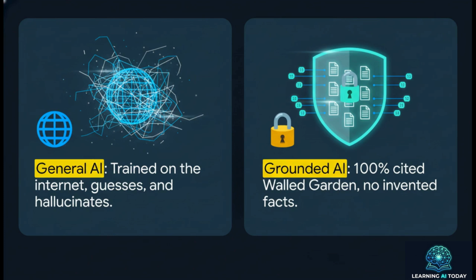NotebookLM, on the other hand, operates in what we call a walled garden. It's a source-grounded AI. That basically means it draws its answers solely from the specific documents you actually upload. If the answer isn't in your files, it flat out tells you, I don't know. There are 0 invented facts, and literally every single claim comes with an exact citation linking right back to your source text. The takeaway here? When accuracy matters above all else, this is exactly the architecture you need.